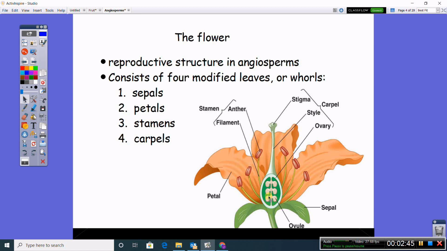So in your gymnosperm notes yesterday, we did see ovules. Okay, they were deep down within the scales in the pine cone. Okay, the difference was those ovules were not contained in an ovary. So that characteristic is unique to angiosperms. Of course, you've got petals, which we'll talk about today. You've got sepals. You've got stamens, which are the male parts of the flower. So we're going to talk about each one of those separately.